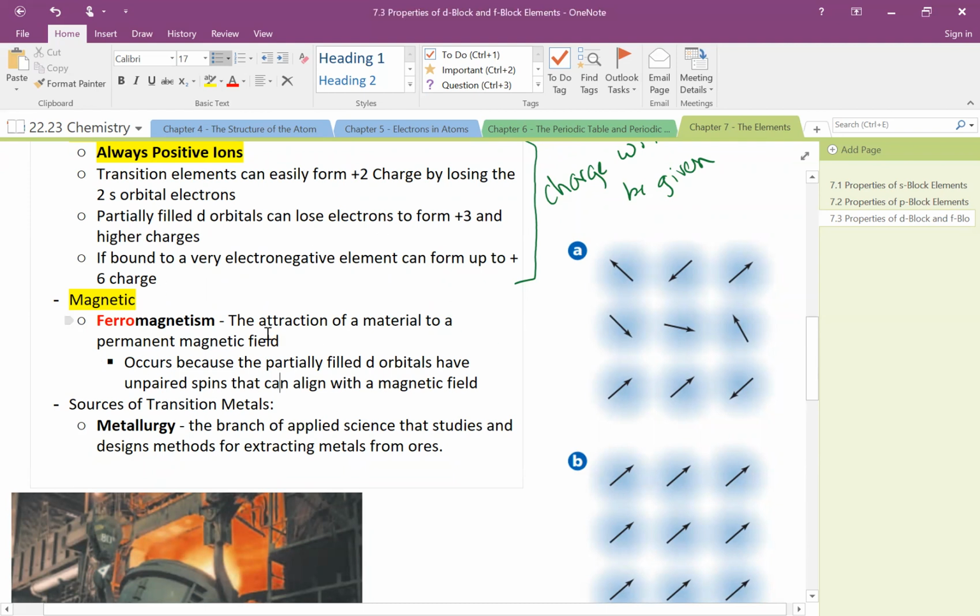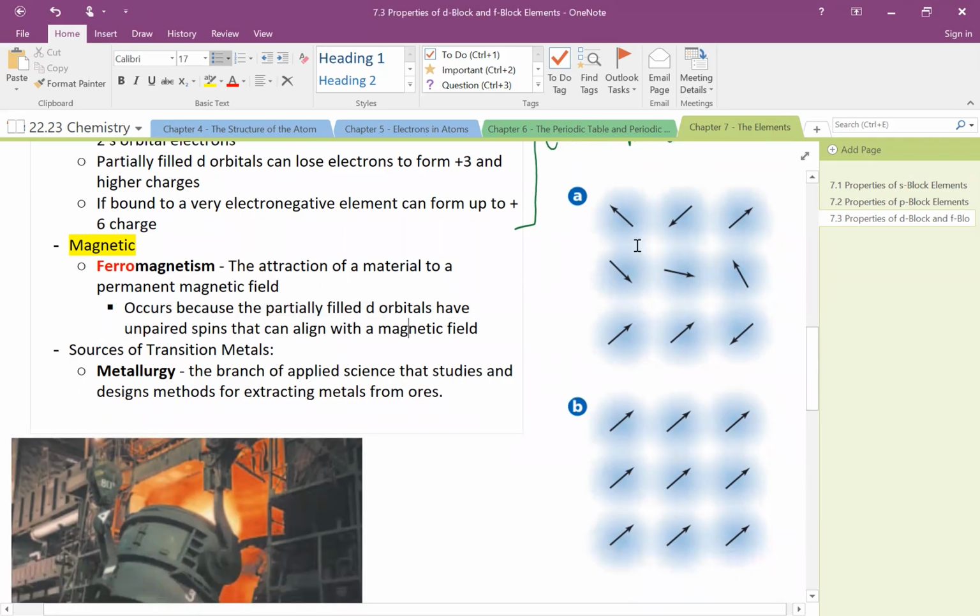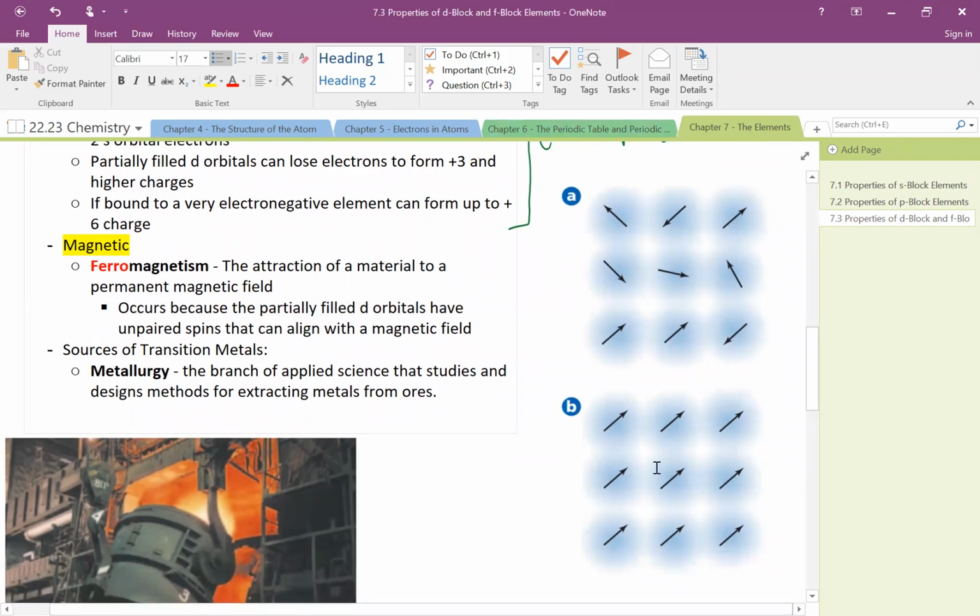So if we look over here, and this happens again because of those partially filled d orbitals. So I actually have two examples here on the right-hand side. A shows you a typical piece of iron. And you can see in here, it's got some arrows. Those arrows are actually showing our electron spins. And in a normal piece of iron, you can see those spins are all going random directions. They're not aligned. And then what can happen is when I put my iron in a magnetic field, since those d orbitals are partially filled, those electrons are able to move and align themselves with a magnetic field.